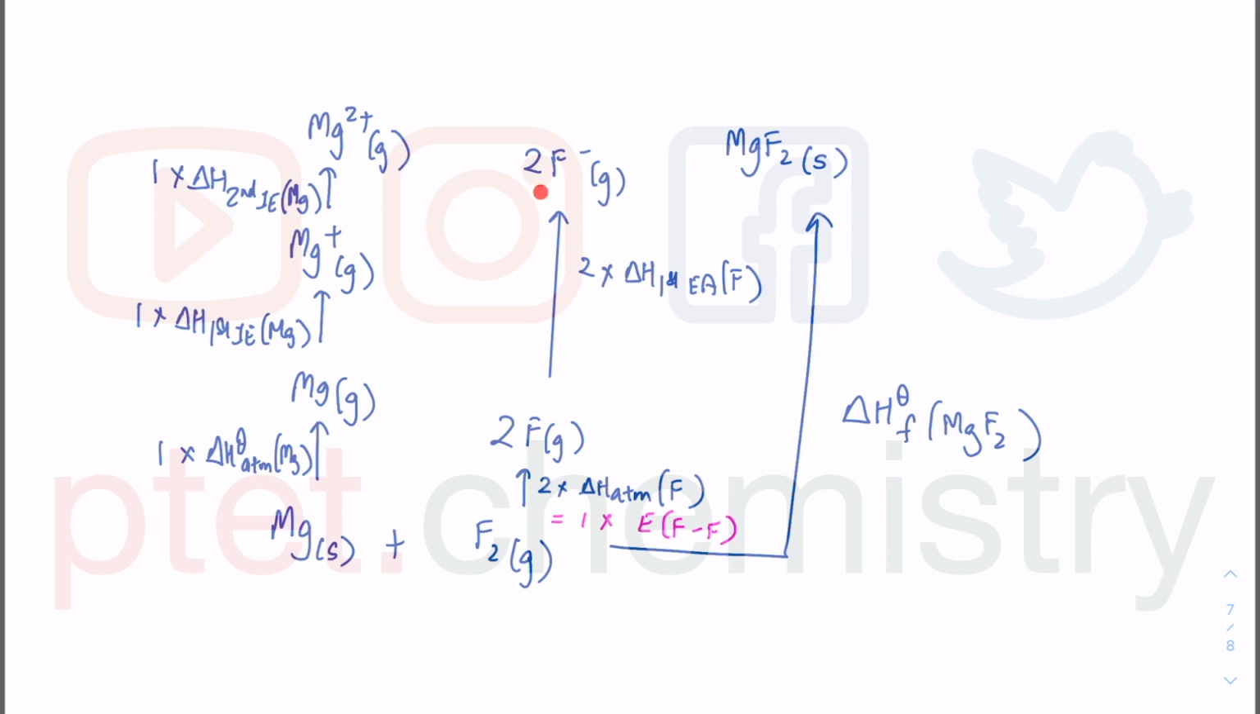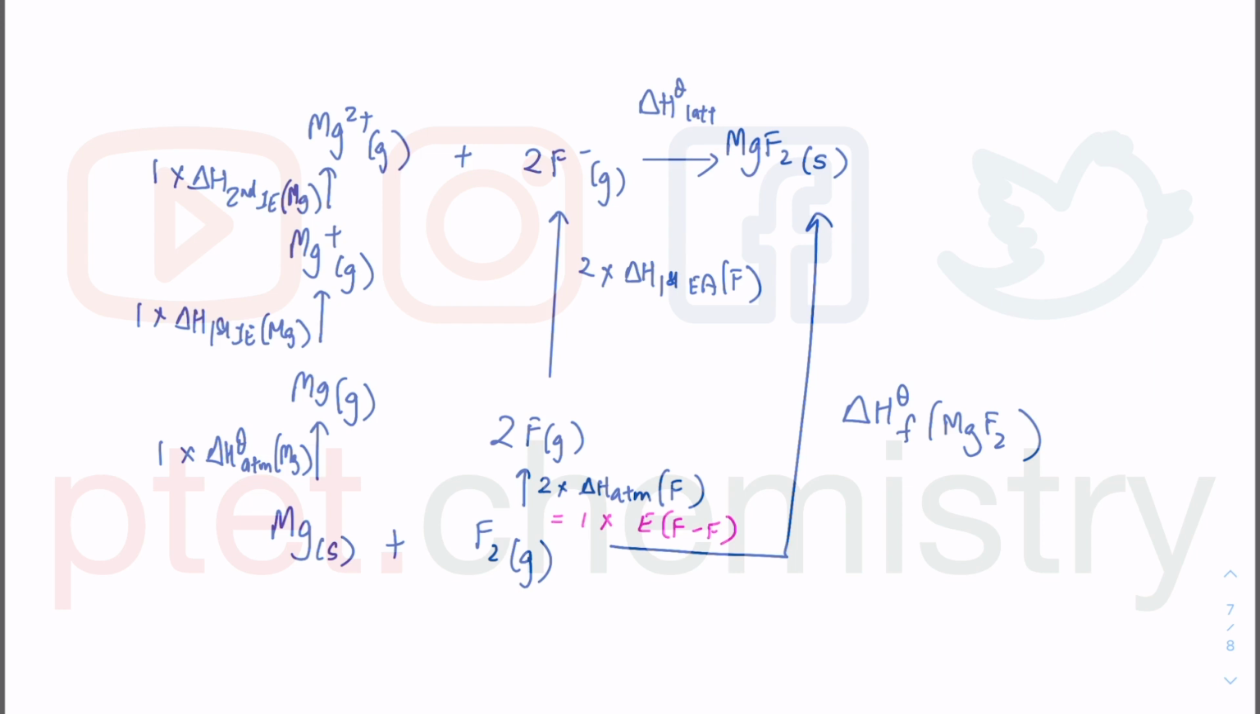So you're forming 2 mole of it from 2 mole of these, so it's 2 times the first electron affinity of that. So the gaseous ion, forming the ionic lattice, 1 mole of the ionic lattice, this is going to be the lattice energy of that magnesium fluoride. And the job here really is to calculate a value for this lattice enthalpy.